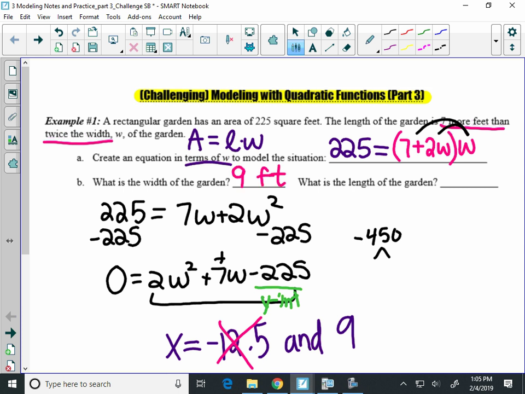And in order to find the length, we put 9 into that little fancy formula we wrote for the length. 7 plus 2 times 9 is 18. 18 plus 7 is 25. Yeah, you can do that. So, not too hard, right? You set up the equation, you put it in your calculator, you found the length and the width.